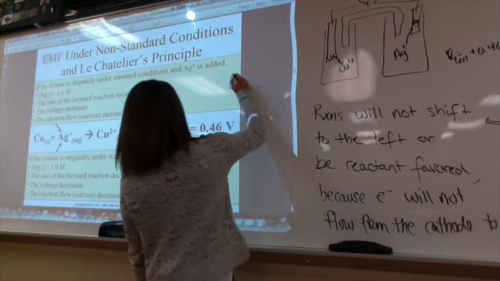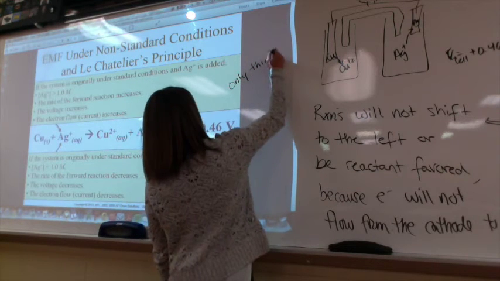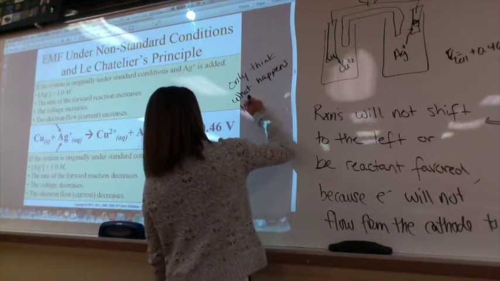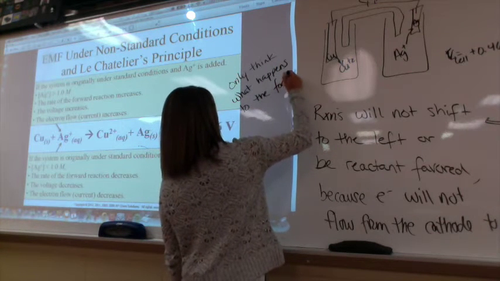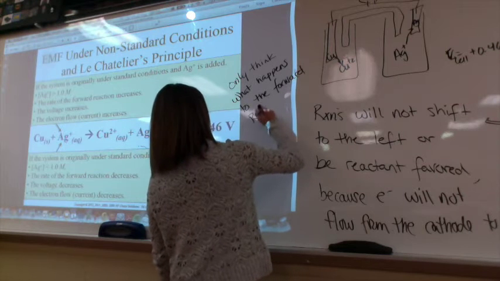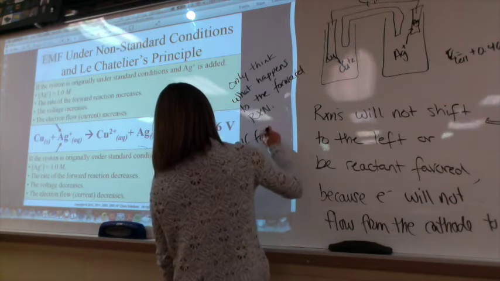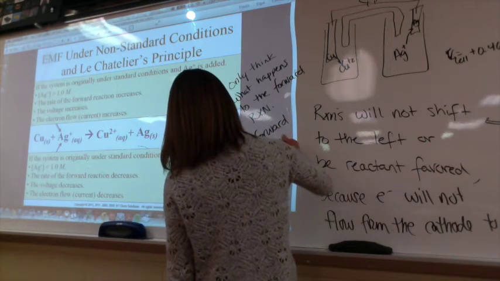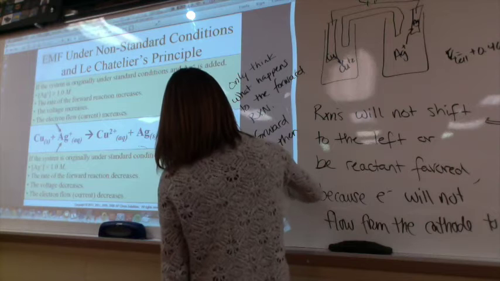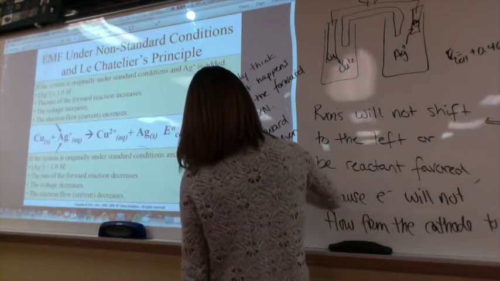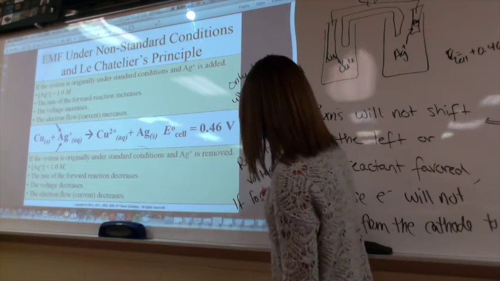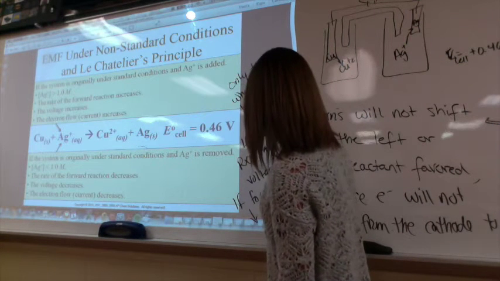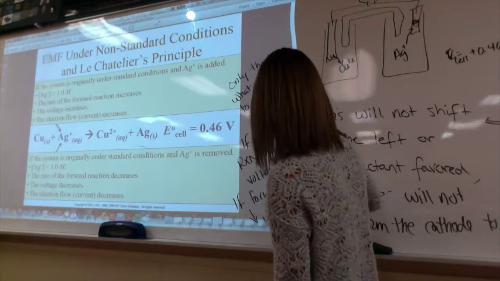So only think what happens to the forward reaction. If the forward reaction increases, then voltage increases. If the forward reaction decreases, then voltage decreases.